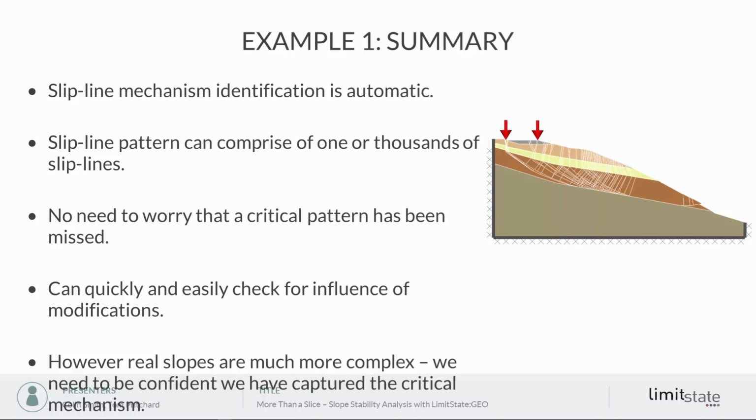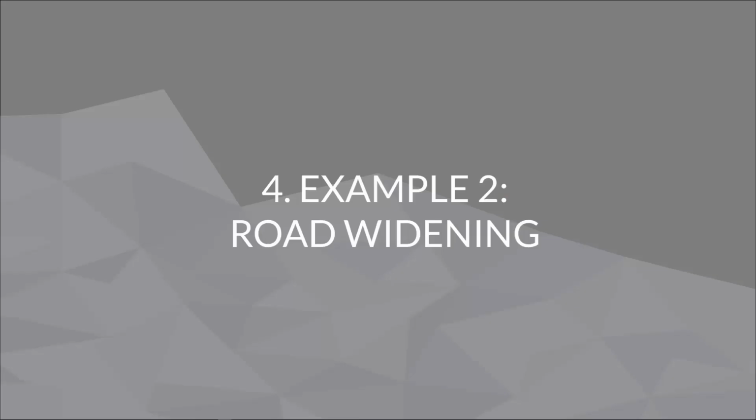And of course, real slopes are generally much more complex than this example. They may have a complex stratigraphy, and you want to be sure you've captured the critical mechanism. So that animation there is showing a layered slope with many, many slip lines, and it's sliding on this lower stratum. So that's a brief look at a very simple case.